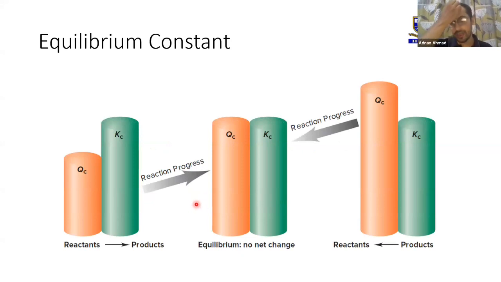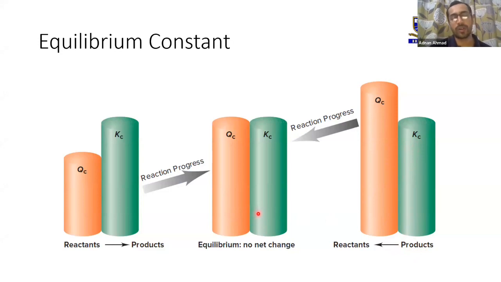If the quotient is small and the equilibrium constant is greater, the reaction will proceed towards the right-hand side so that these two can become equal. And if for a reaction QC is greater and KC is lower, the reaction will move in the backward direction so that we can equalize these two and equilibrium is achieved.